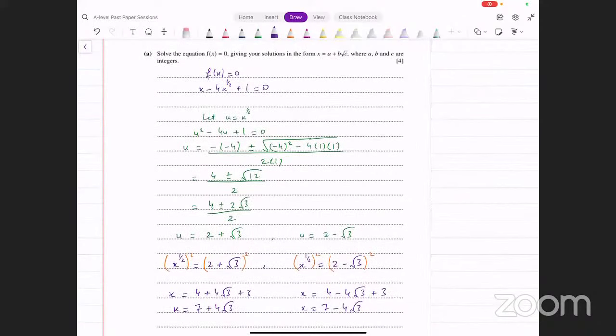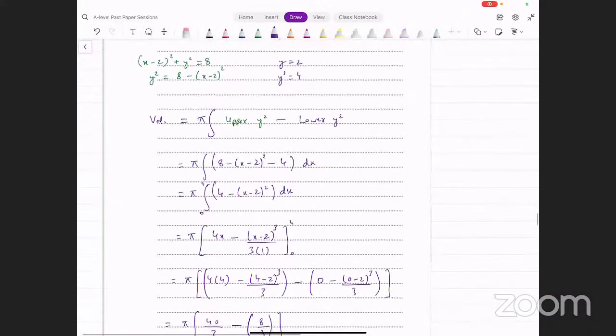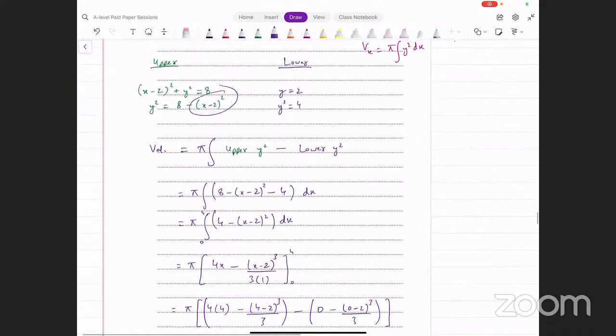One, yes, you can do that. You could expand that here. आप यहाँ पे x minus 2 whole square को expand कर सकते थे और फिर उनको integrate कर सकते थे. That's also possible. You could do that.